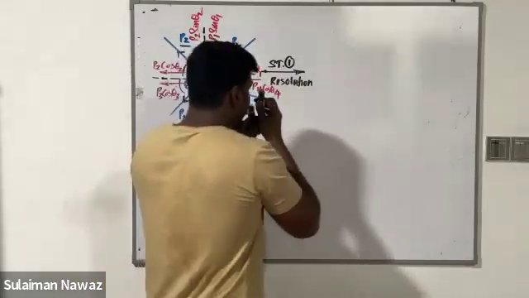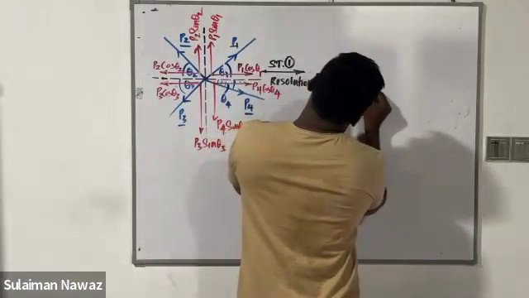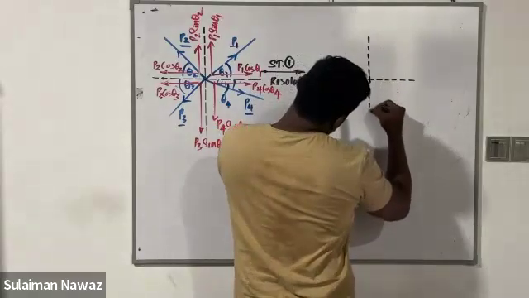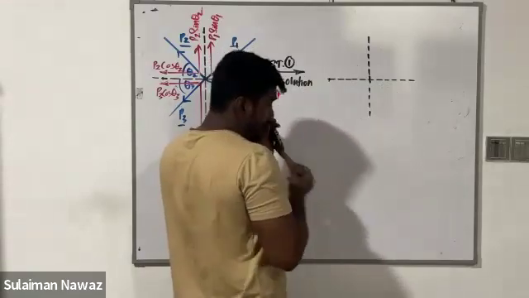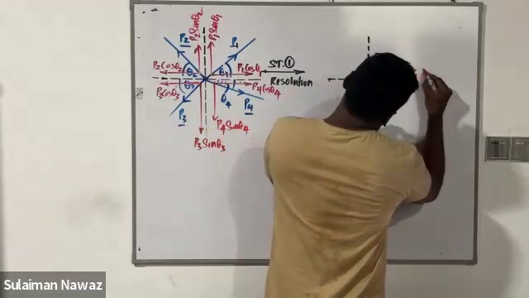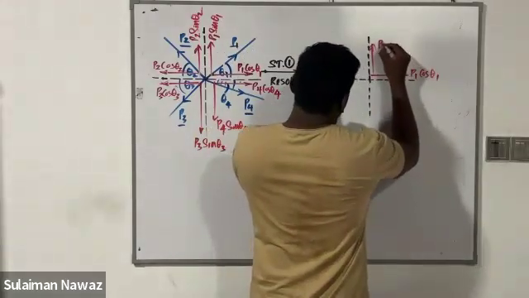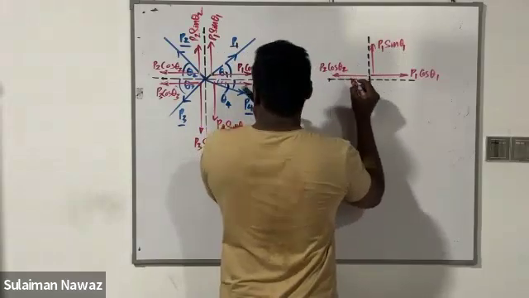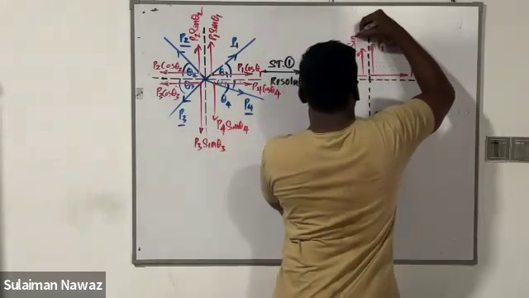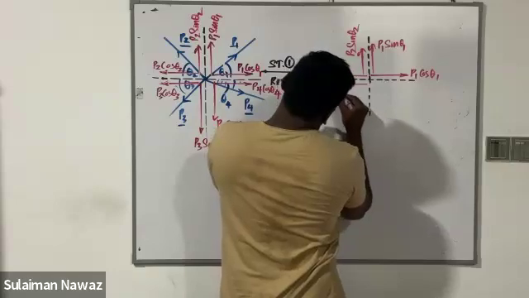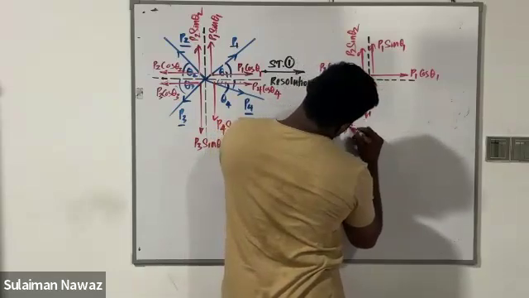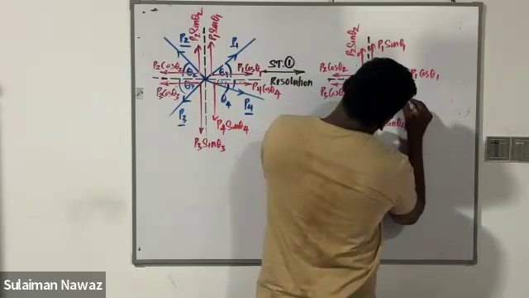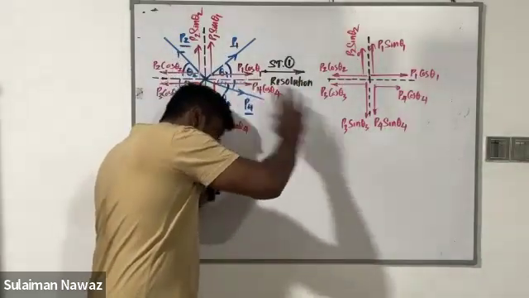So you resolve the vectors into two perpendicular directions. You resolved all the vectors into horizontal and vertical directions. First step is done. Okay: P1 cos theta 1, P1 sin theta 1, P2 cos theta 2, P2 sin theta 2, P3 cos theta 3, P3 sin theta 3, P4 sin theta 4, P4 cos theta 4. Resolution done.